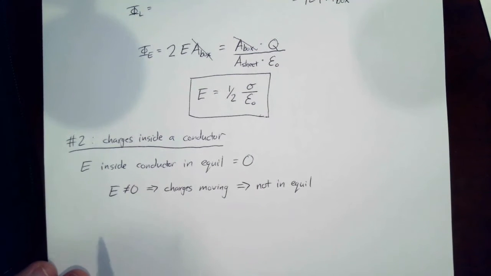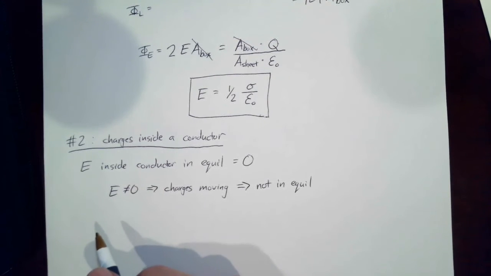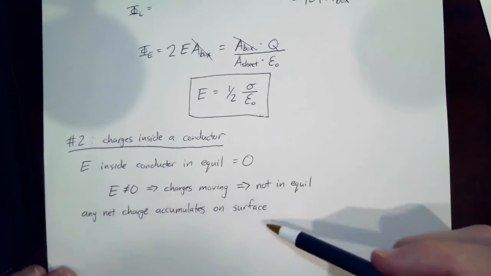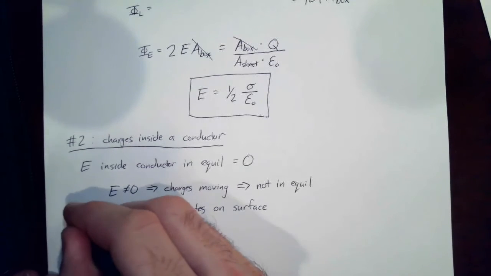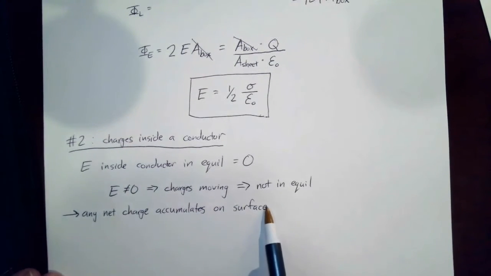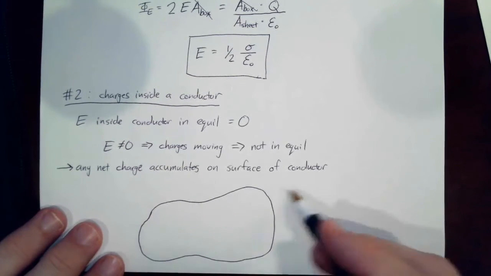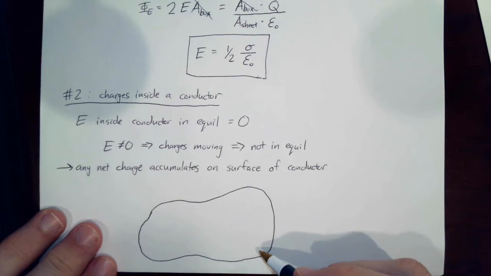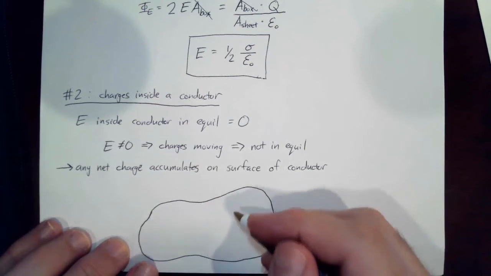Now, another thing that we've said about conductors is that if there is excess charge in a conductor, then any net charge has to accumulate on the surface of the conductor. Okay, so I'm going to use Gauss's law to verify this second conclusion here. So let's say I have a maybe oddly shaped conductor here, and I'm going to draw a Gaussian surface inside this conductor.